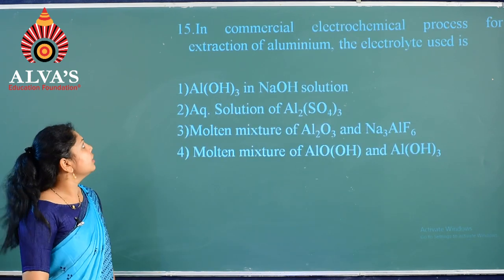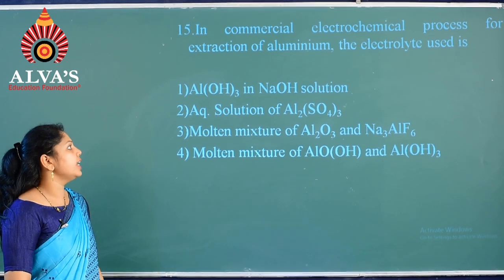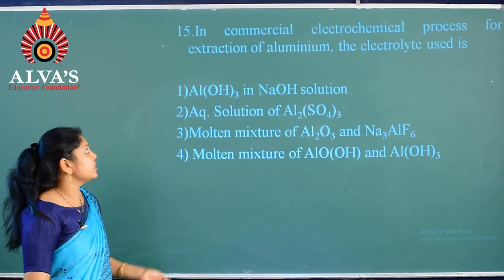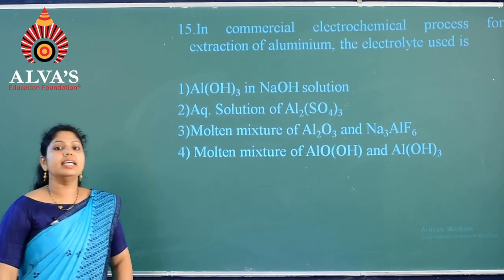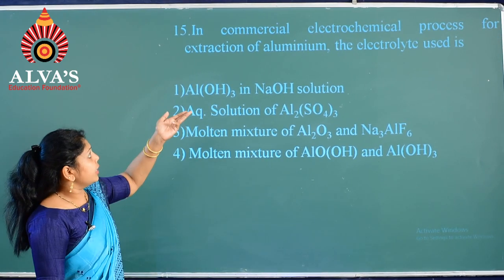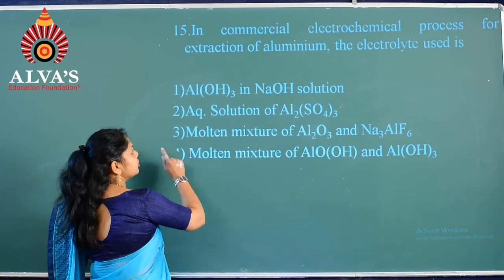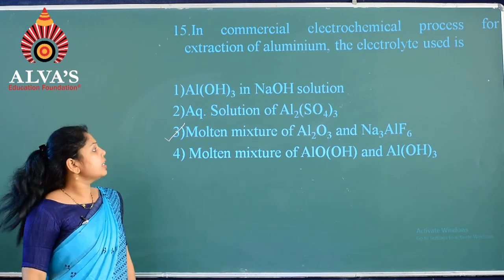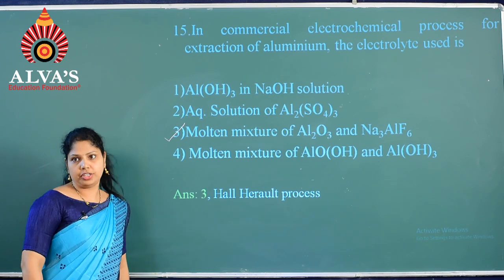Question number 15. In the commercial electrochemical process for the extraction of aluminium, the electrolyte used is. In the commercial method for the extraction of aluminium, we use the Hall-Héroult process. In the Hall-Héroult process, the electrolyte that we use is fused alumina and cryolite, which is observed in option number 3, that is, a molten mixture of alumina and cryolite is used. Hence, the correct option is 3.